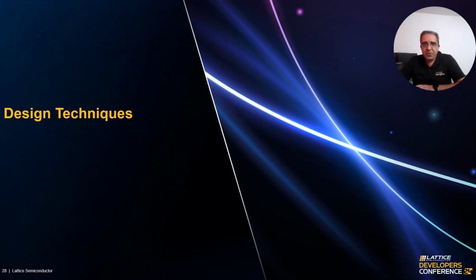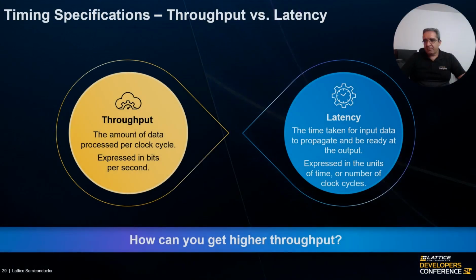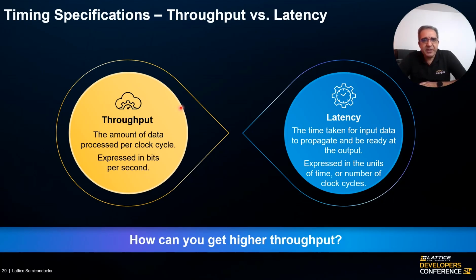So now that we know what an FPGA is, the architecture of the FPGA, and the advantages of FPGAs, let's go through some design techniques. What is the difference between throughput and latency? When you are making decisions about the architecture of your FPGA implementation, you have trade-offs to decide on. Some of these trade-offs will be throughput versus latency, and we're going to see some examples in the next couple of slides.